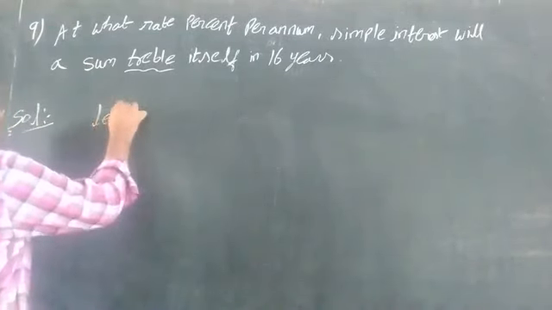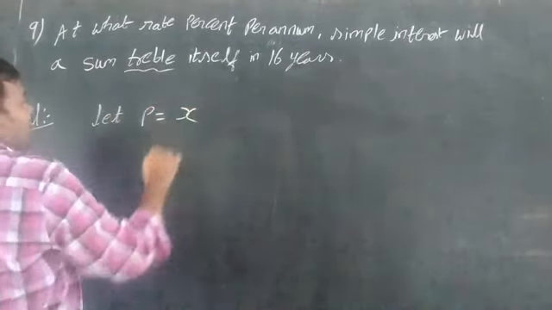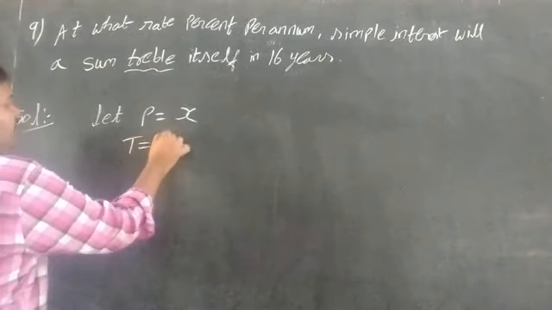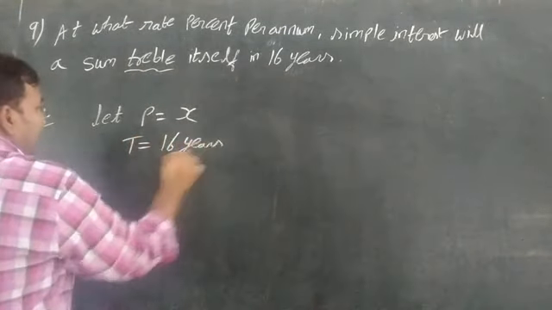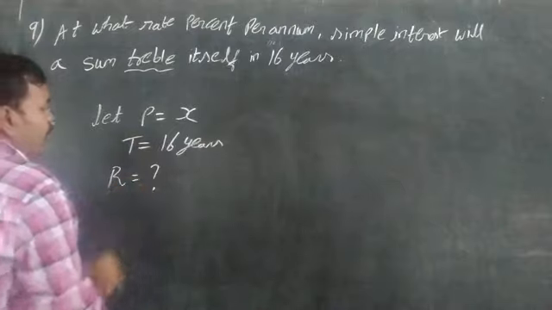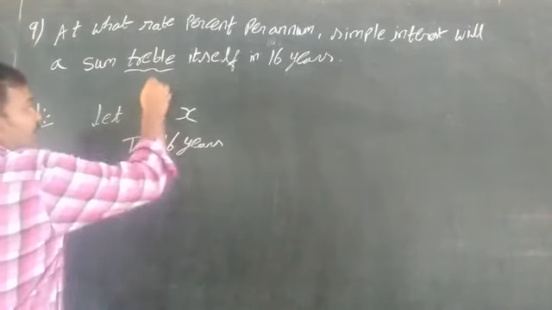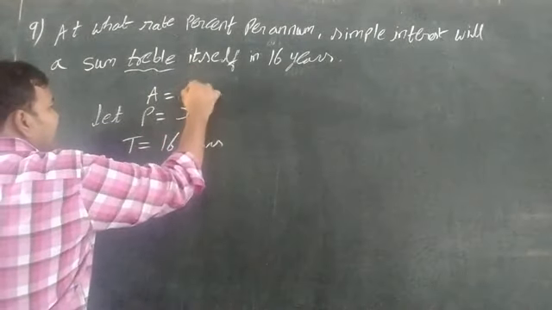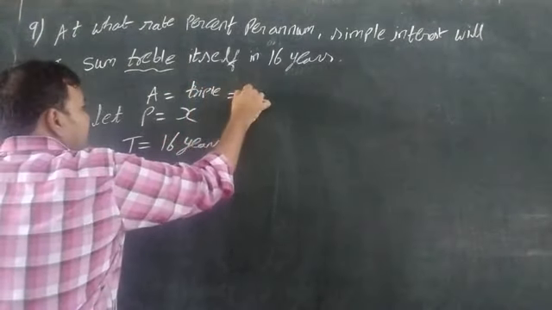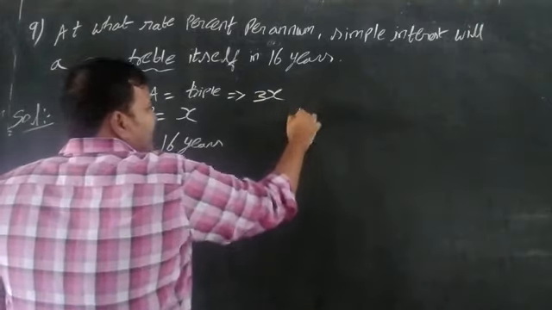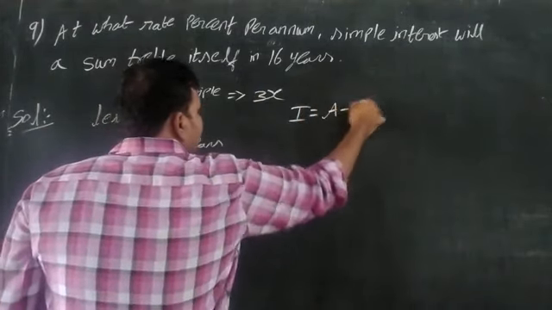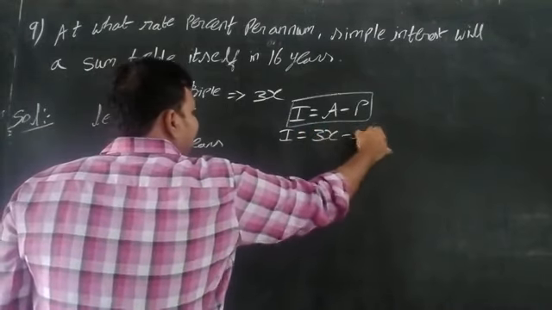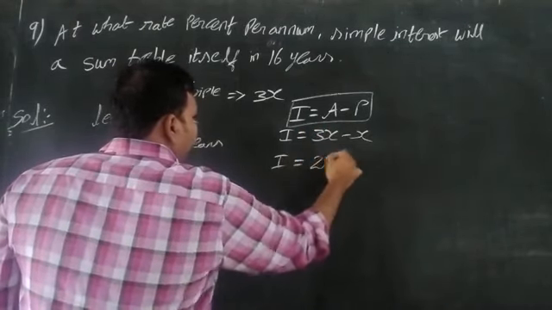That means let P be equal to x, because the sum is not given here. Only the time is given, 16 years, and they are asking what the rate is. The amount is triple, that means 3x. Interest is equal to A minus P. Writing in the formula, I is equal to 3x minus x, so I is equal to 2x.